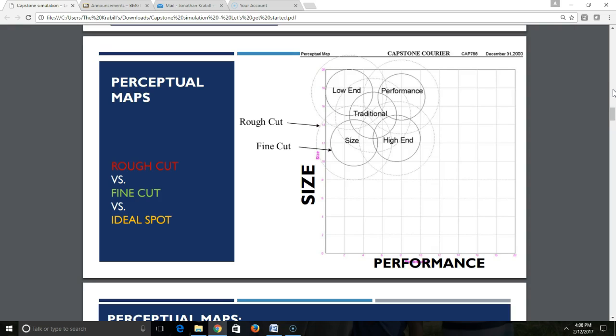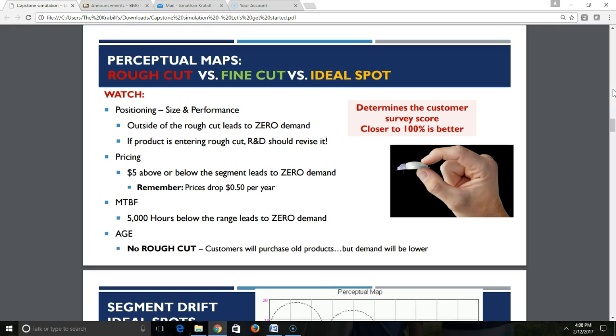Obviously, low end has a bigger size and lower performance, and vice versa when compared to high end. But as we flip through and look at some of the drift of this, what do we want to be looking out for? One, the positioning. If it's outside the rough cut, we're not going to have any demand for the product. This is the minimum criteria that the customer has for it.